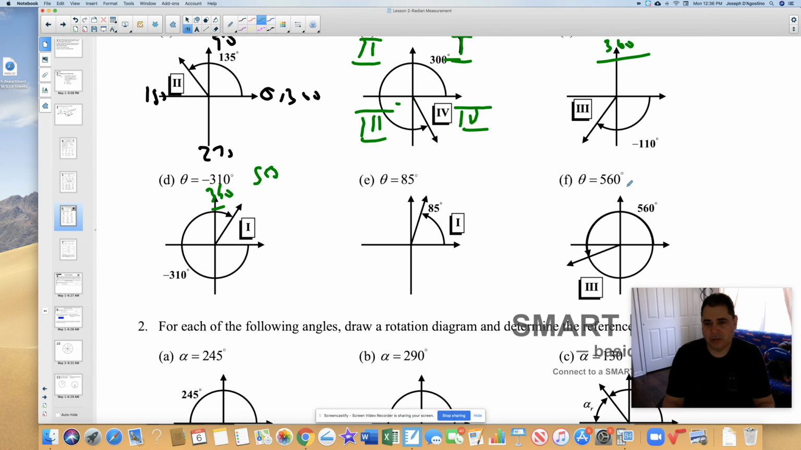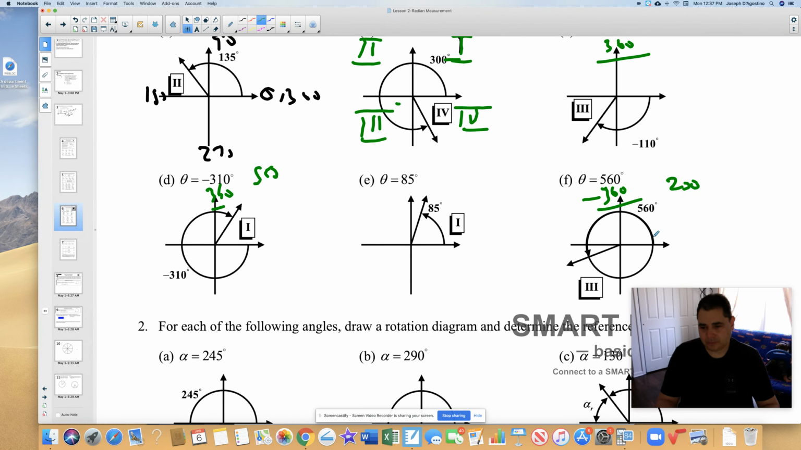Now, when you have an angle that's greater than 360 and you want to figure out its coterminal angle that's between 0 and 360, you subtract 360. So 560 minus 360 gives you 200. So 200 is considered a coterminal angle.